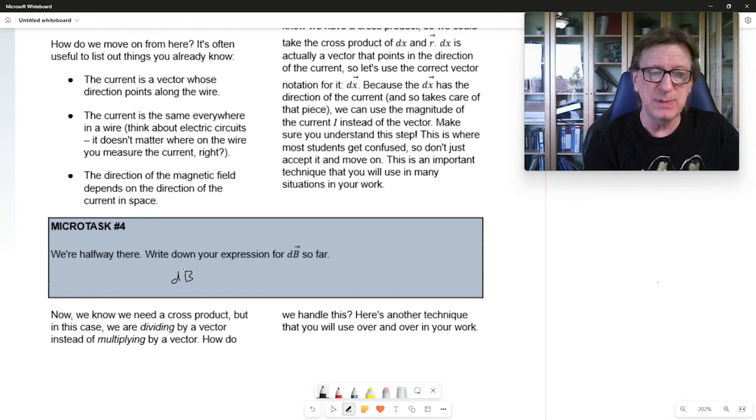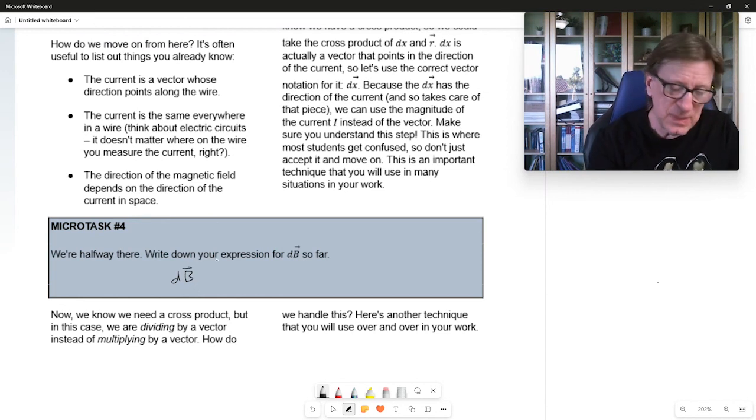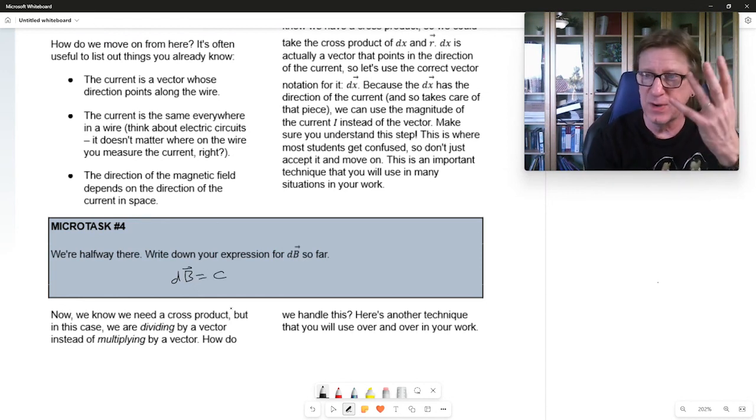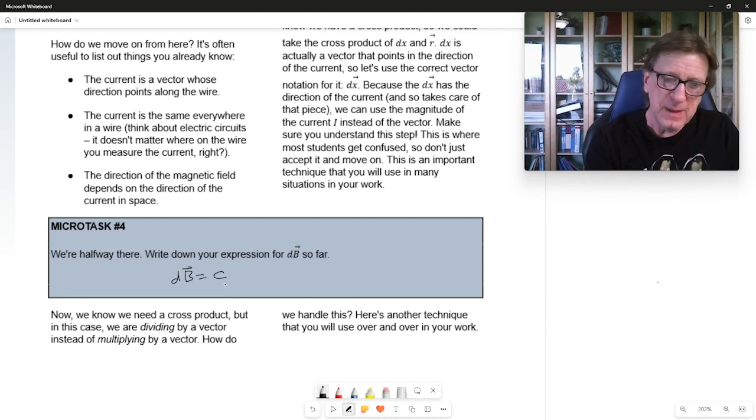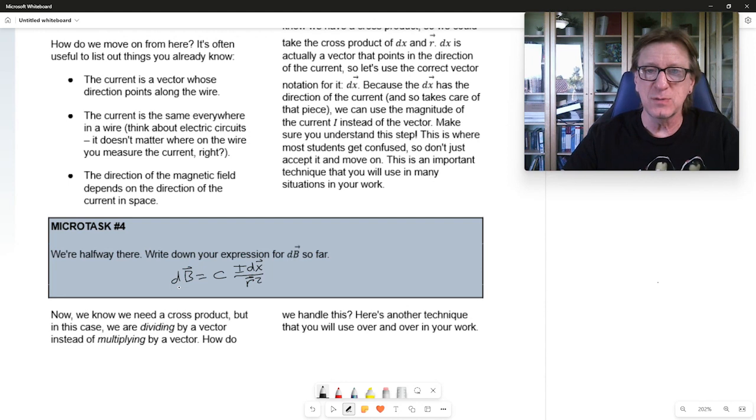So we know that dB is a vector, and we know that it's this constant of integration that we haven't figured out yet. And then it's going to be I, the magnitude of I, dx, which is a vector, divided by r squared. And r is also a vector in this case. So make sure that you follow along with that. Make sure that that makes sense with what we had before.